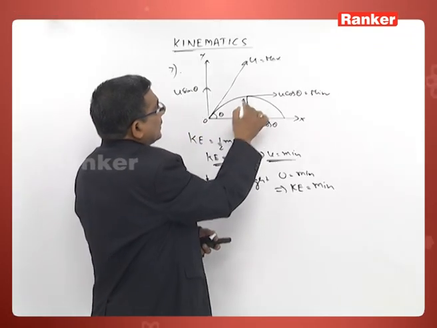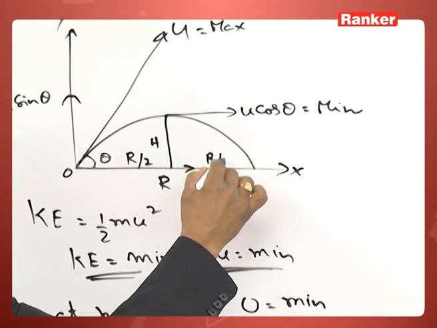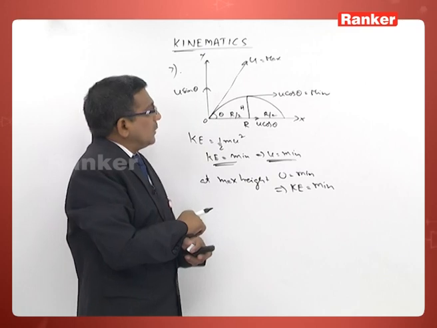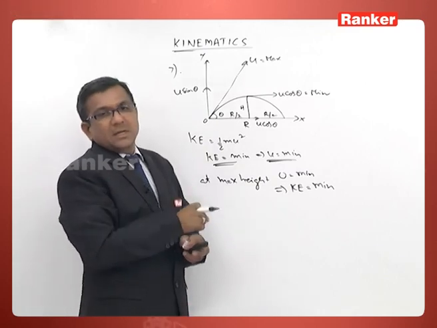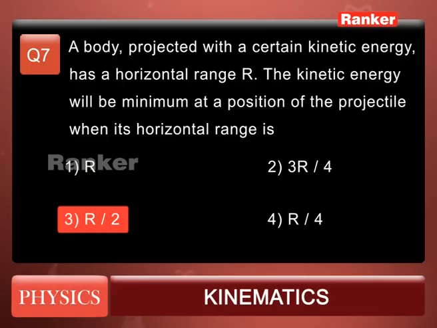Kinetic energy is minimum means at maximum height, what is the range? It will be exactly half of the range. Therefore, the position of the projectile where kinetic energy is minimum is what? R by 2. So, the option is 3. So, third is the correct option.